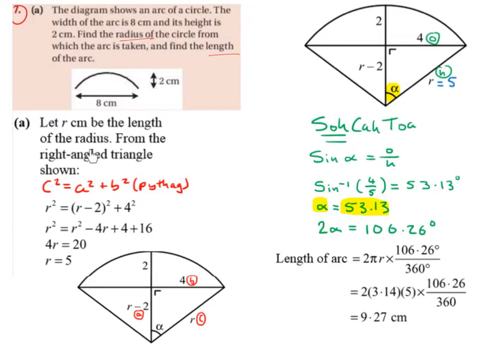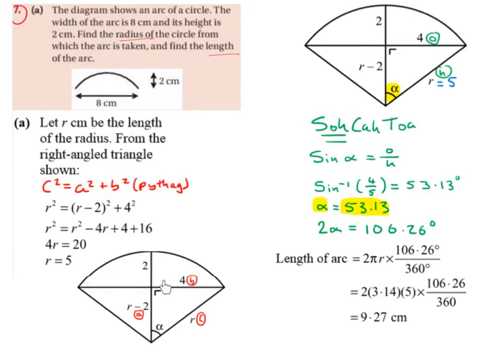From the right angle triangle shown, there's our right angle there. When we are involved with right angle triangles, there are two formulas that we can use. One is Pythagoras Theorem and the other is SOHCAHTOA. I'm going to use Pythagoras Theorem to help me find the unknown sides. Pythagoras Theorem is c squared equals a squared plus b squared. So I'm going to label my triangle.